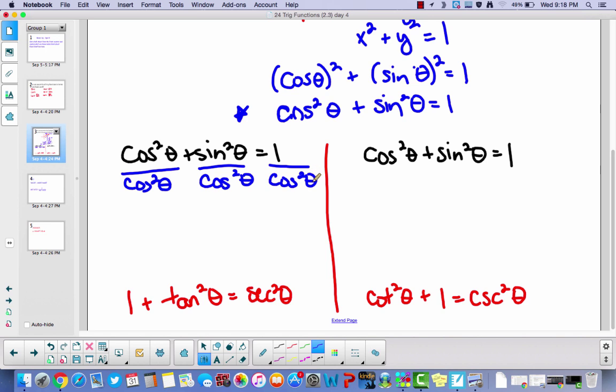So it means we have to divide everything by cosine squared of theta. Cosine squared of theta divided by cosine squared of theta, that's 1. Sine squared theta divided by cosine squared of theta, that's tangent squared of theta. 1 over cosine squared of theta is secant squared of theta. And then we can do the same thing on this side to get to this one, but instead of dividing by cosine squared, we've got sine squared of theta that we're dividing everything by.